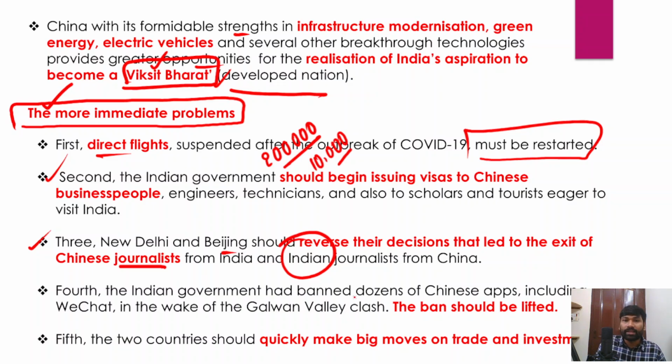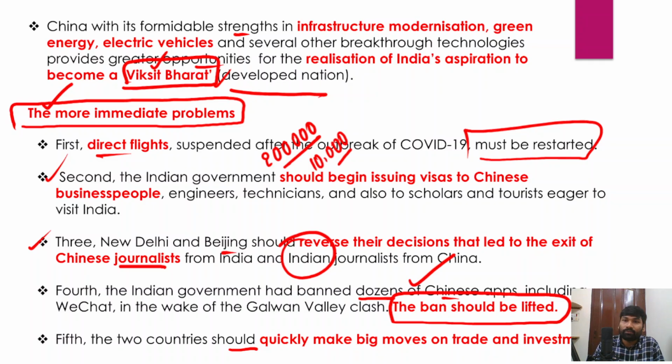And fourth, the Indian government has banned dozens of Chinese apps. So that's true. During the COVID-19 pandemic, due to national security reasons, we banned several Chinese apps because they had been stealing information, including personal information, and were a threat to our national security. Right, so in this context, the author has been suggesting to lift the ban on these Chinese apps. Right, so fifth, the two countries could quickly make big moves on trade and investment.